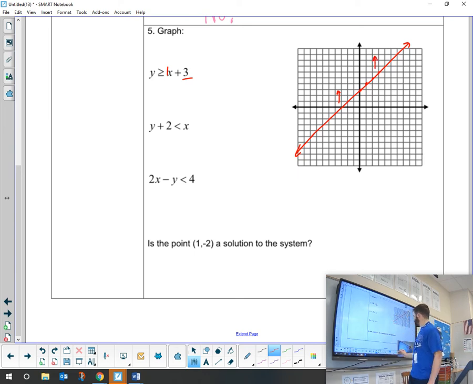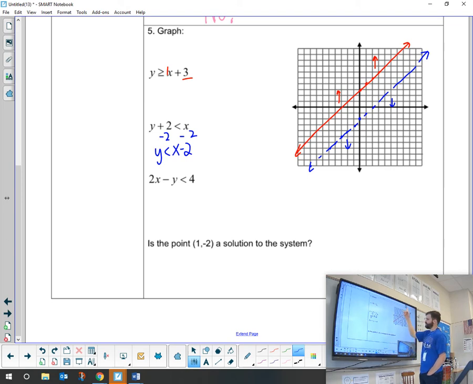All right, now let's solve this one. Let's minus 2 to both sides because we want to get y by itself, right? So we get y is less than x minus 2. Okay, so y is less than x minus 2. So we have a y-intercept at negative 2. And my slope is 1 again, so we're going to go up 1 over 1, up 1 over 1. But this is a dotted line. Dotted line. And we're going to shade below.